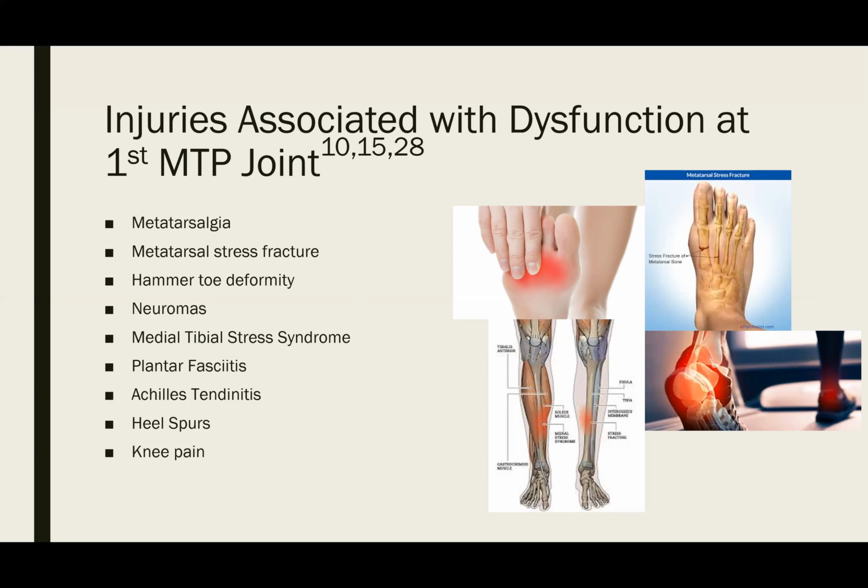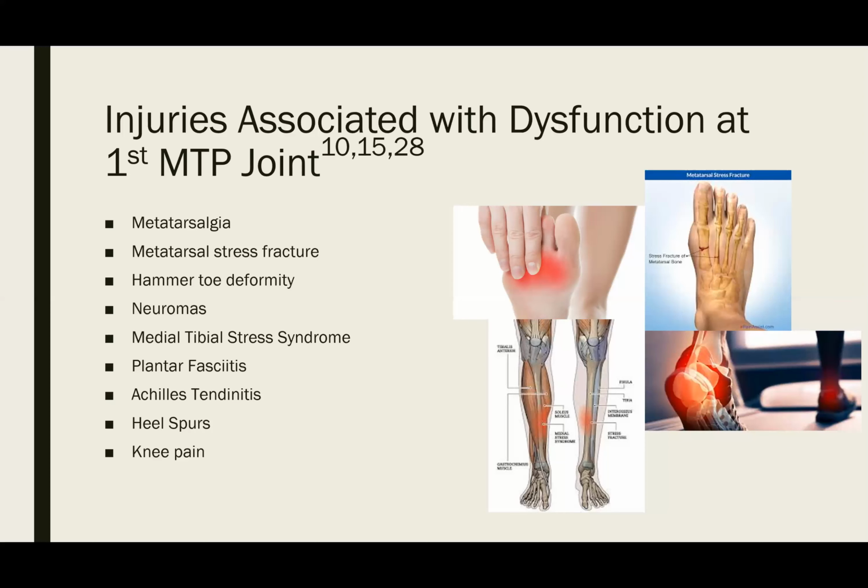So during walking and running gait, the great toe presses down into the ground, as we know, and provides a lever for push-off. But when the first metatarsal joint is restricted or produces excessive motion, the foot is unable to effectively absorb the forces and weight bearing, causing the forces to be distributed to more proximal joints, which results in Achilles tendonitis, medial tibial stress syndrome, plantar fasciitis, heel spurs, and knee pain.